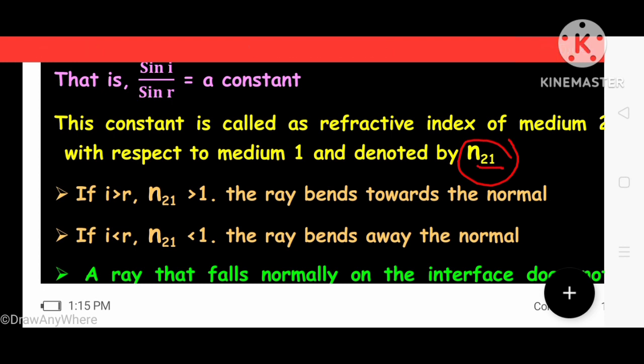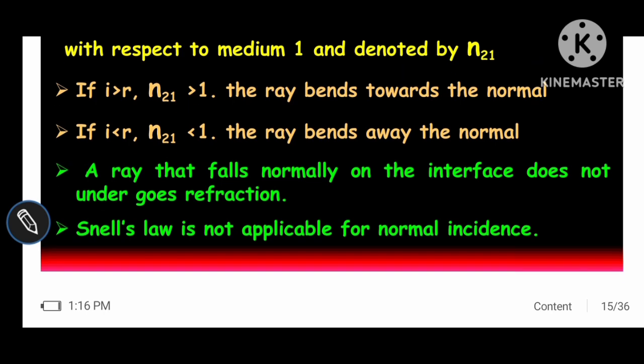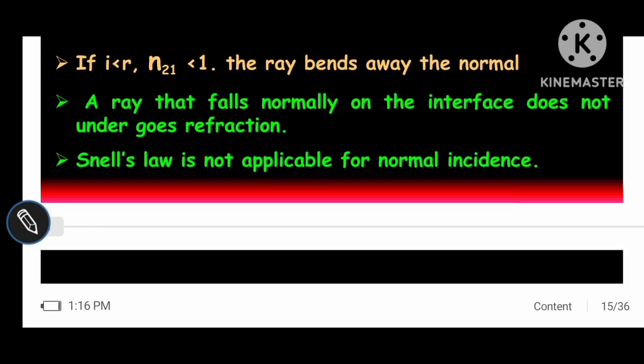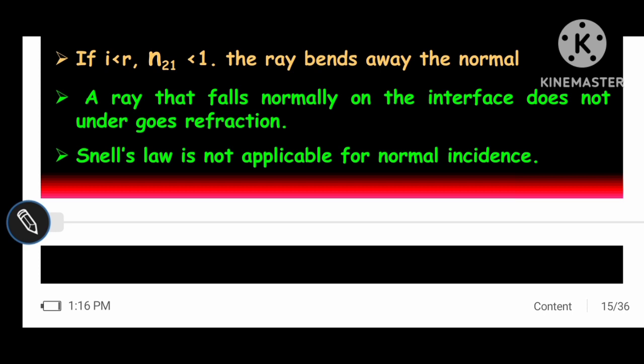Suppose angle of incidence is greater than angle of refraction, then N21 is always greater than 1. In that case the ray always bends towards the normal. Suppose angle of incidence is less than angle of refraction, then N21 is less than 1. The ray always bends away from the normal. A ray that falls normally on the interface does not undergo refraction, and Snell's law is not applicable for normal incidence.